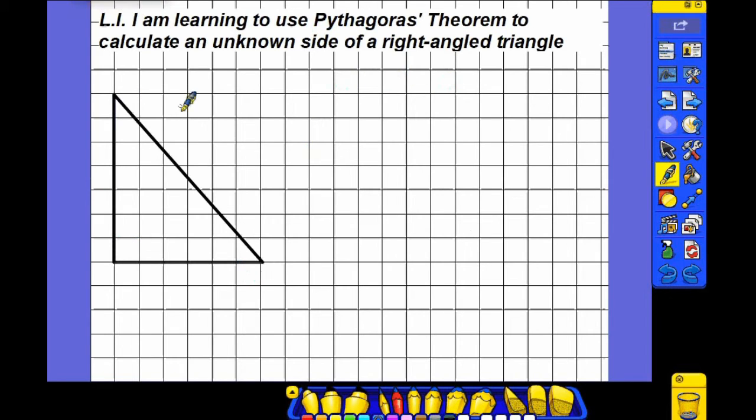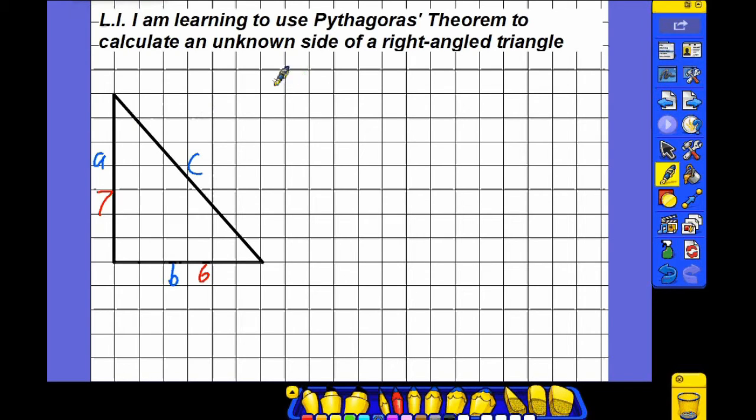So here's a right-angle triangle. We've got A, we've got B, and the longer diagonal edge is C. Now, at the moment, we'll say that we don't know what C is. However, we can work out, just by counting the boxes, what A and B is. So in this case, A is 7 and B is 6.